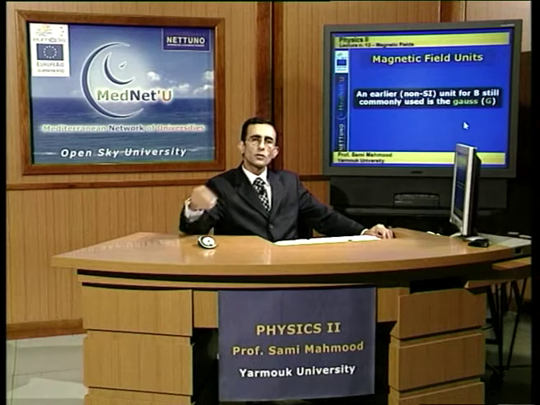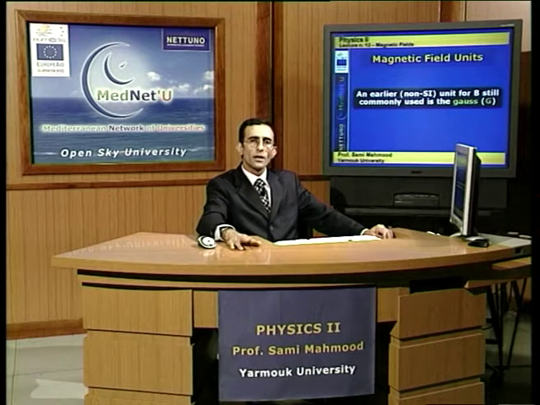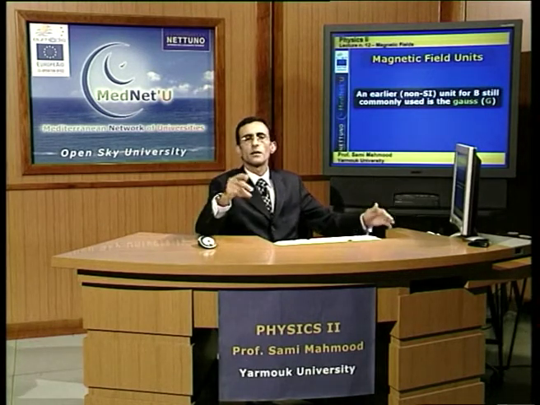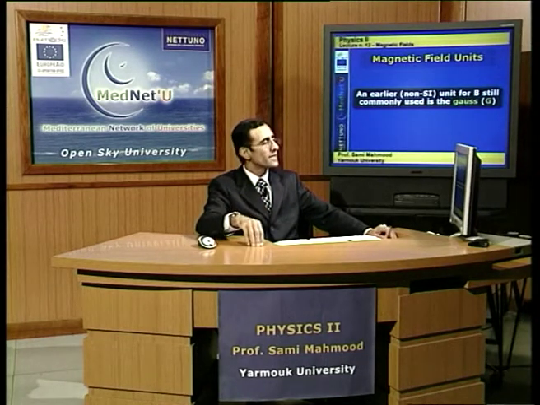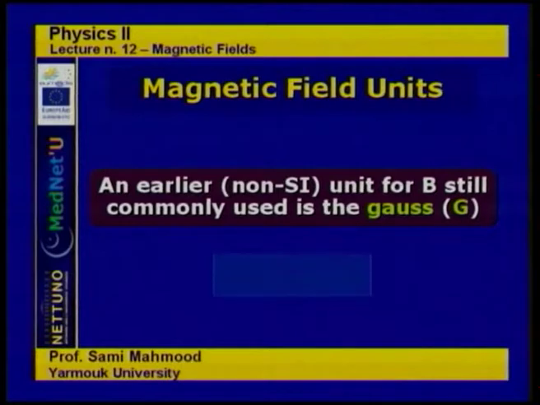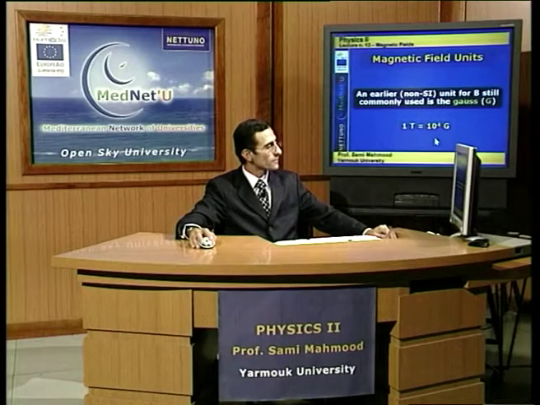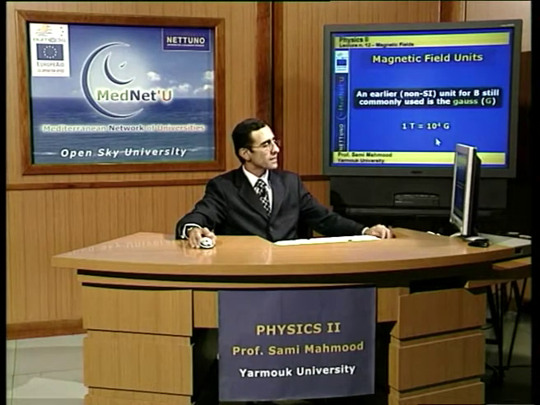However, this unit was not used until recently, and an older unit was still in use because the Tesla is a very strong field actually. So another unit that is still in use is the Gauss, which is much more attainable in everyday life. The Gauss is related to the Tesla as 1 Tesla is equal to 10 to the 4, or 10,000 Gauss. So this unit is smaller than the Tesla. Tesla is a very large quantity in magnetic strength.